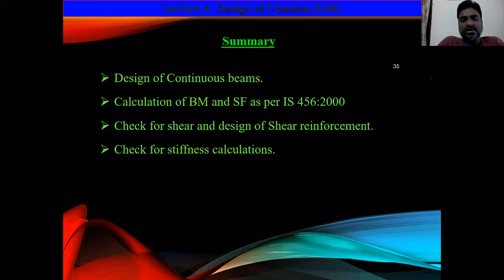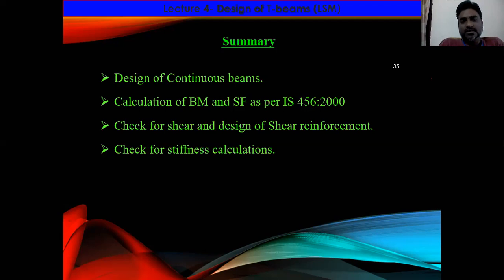So we calculated the shear force corresponding to the coefficients given in Table 13, and calculated the nominal shear stress, that is Vu by bd, and we calculated tau c based upon the percentage of steel provided and the grade of concrete. And we compared whether tau v is less than tau c or not. So here we got tau v greater than tau c, and tau v less than tau c max. Therefore, you need to design the shear reinforcement. So based upon that, we calculated Vus, and corresponding to that, we calculated the spacing by providing vertical stirrups with two legs, right?